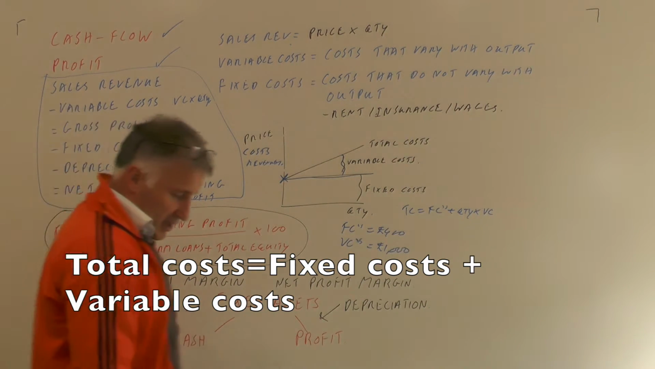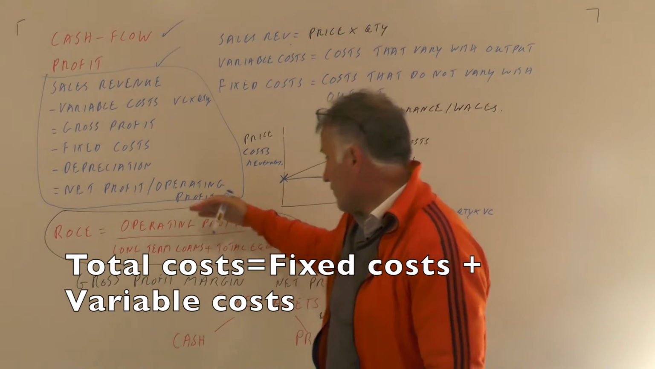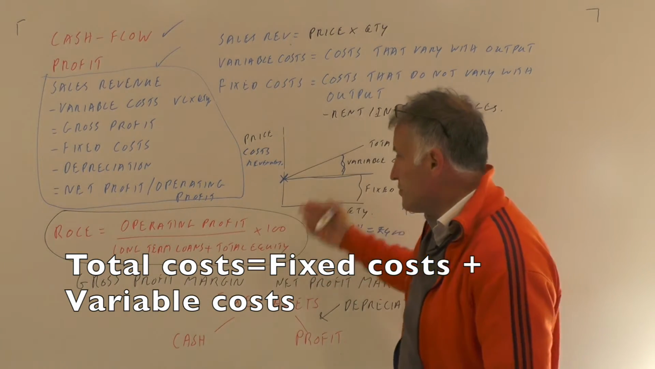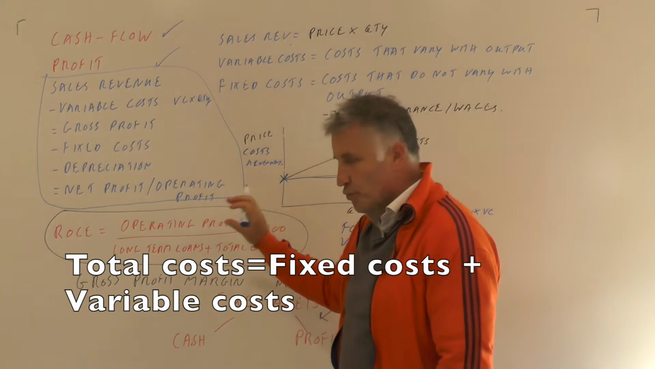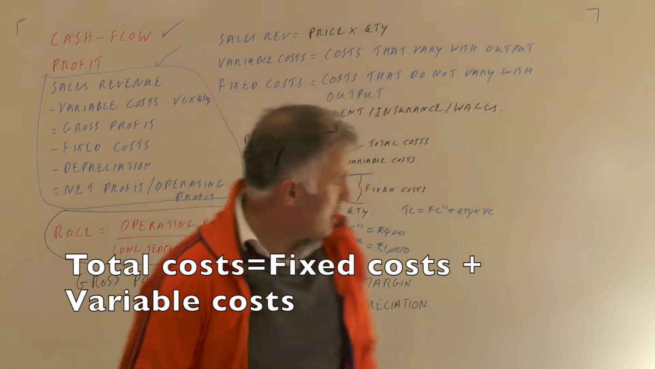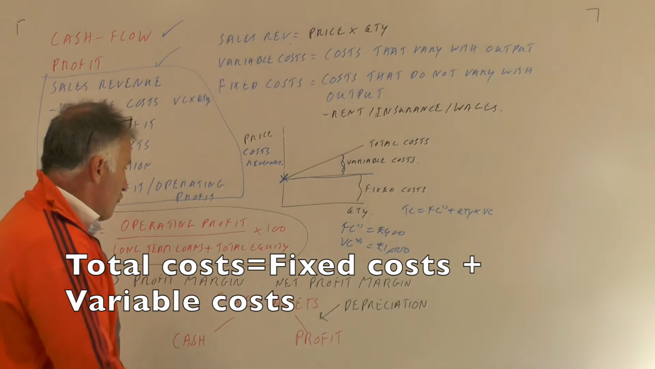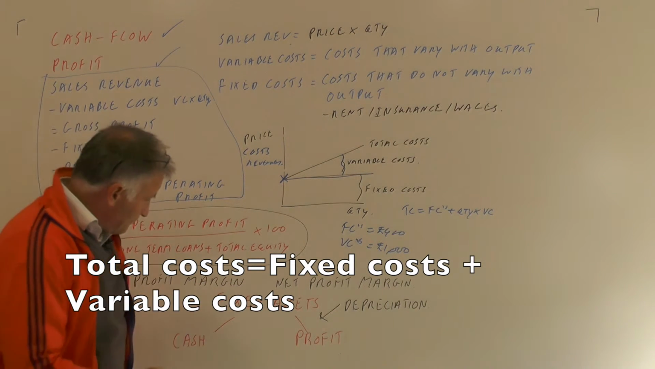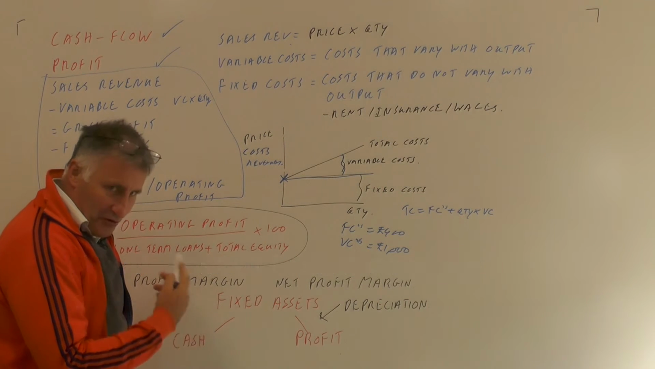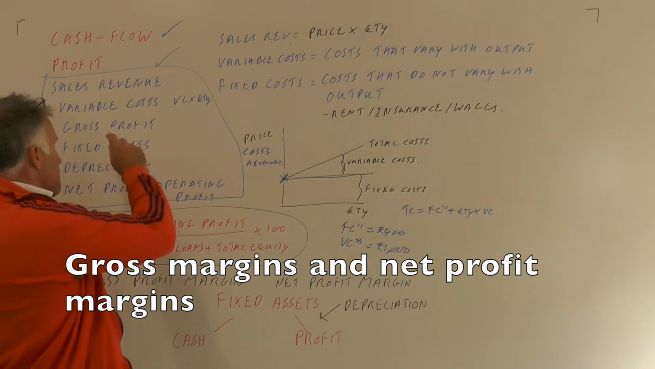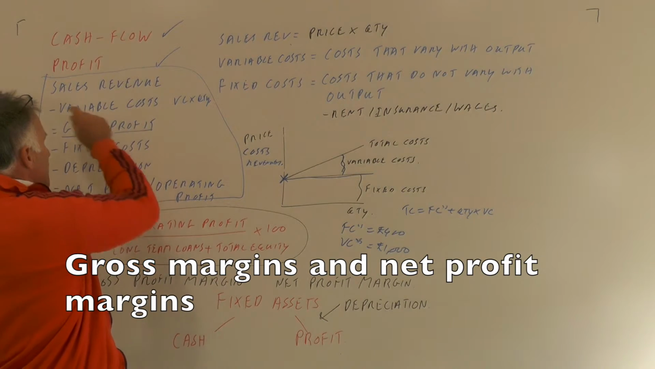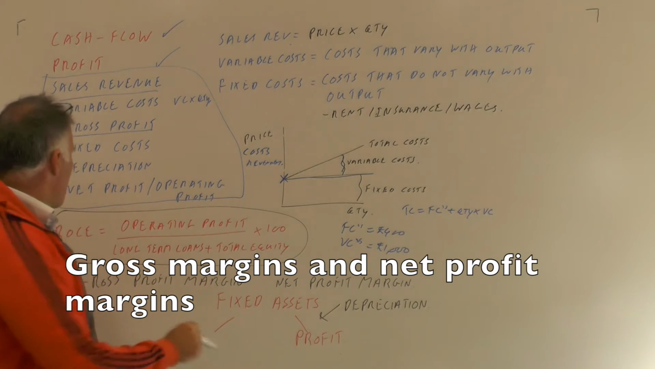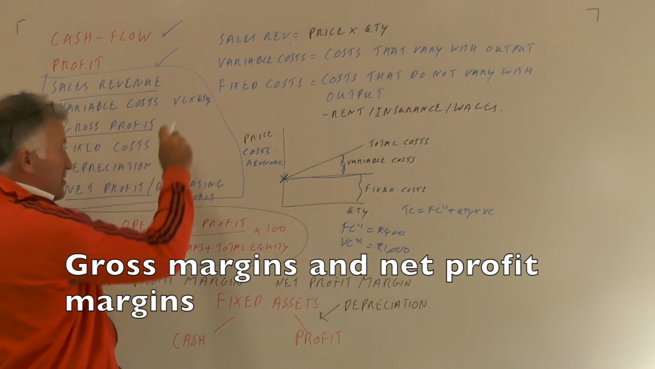Return on capital employed is operating profit divided by long-term loans plus total equity, times 100. That is what your return on capital employed is. And finally, you have your gross profit margin and your net profit margin, and you should know what those are as well. Your gross profit margin is your gross profit divided by sales revenue, and your net profit margin is your net profit divided by sales revenue.